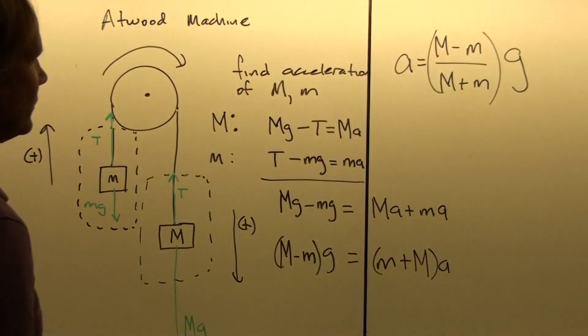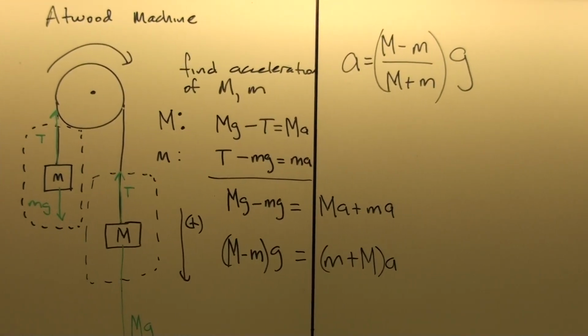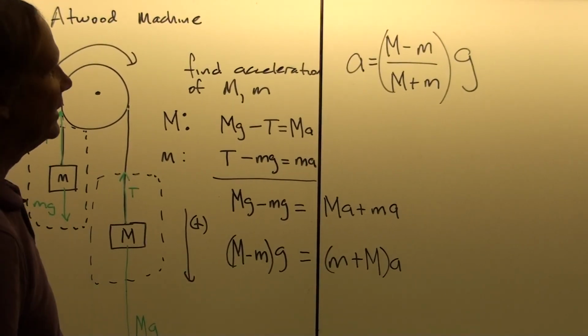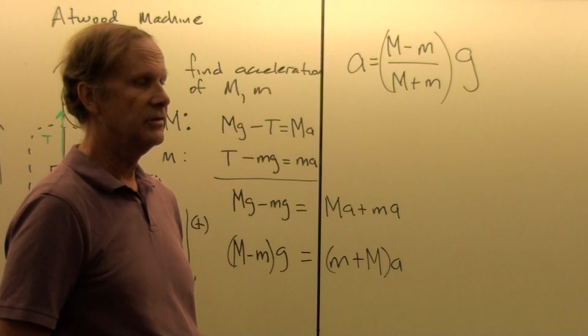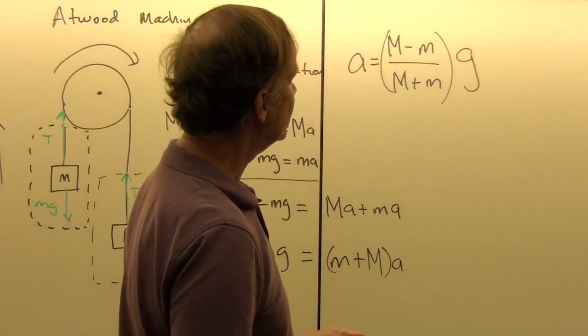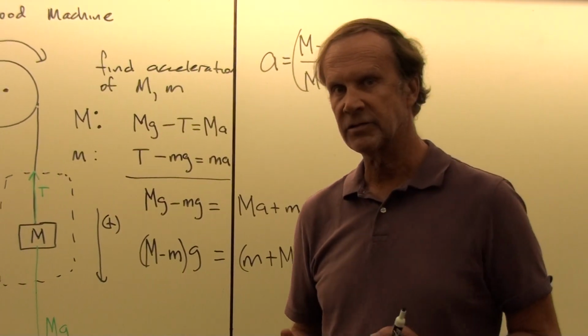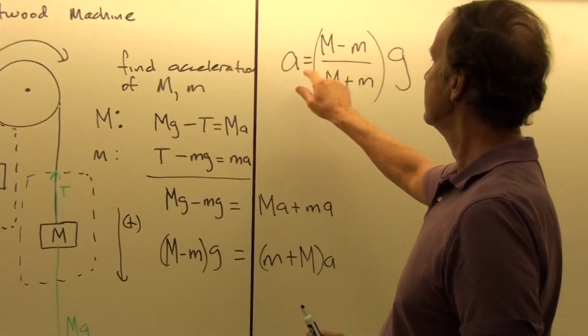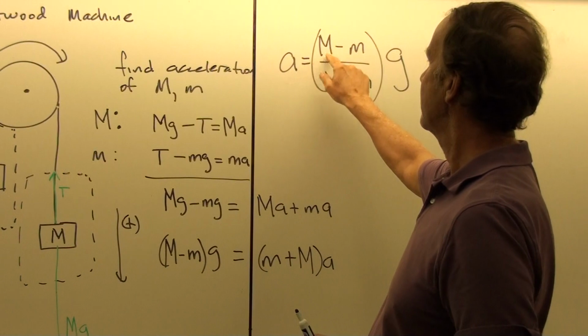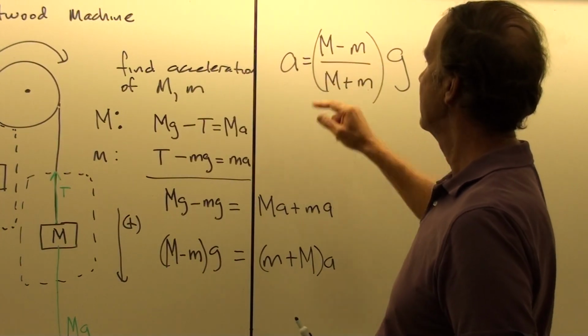Okay, now, what I like to do with an equation like this is check it in limiting conditions, just to see if it makes sense. First of all, I know that if the system is balanced and the two masses are equal, then the acceleration should be 0. So that's the case if big M and little m are equal to each other.